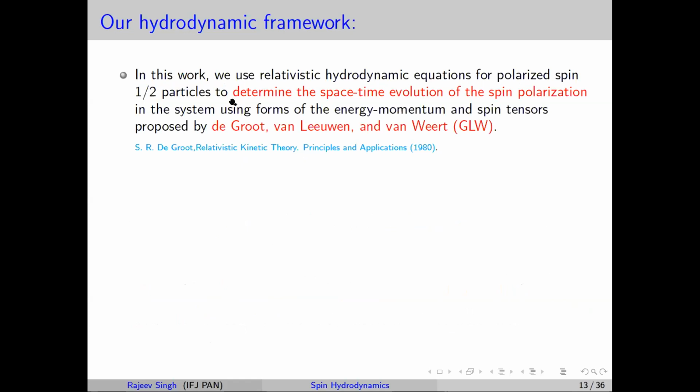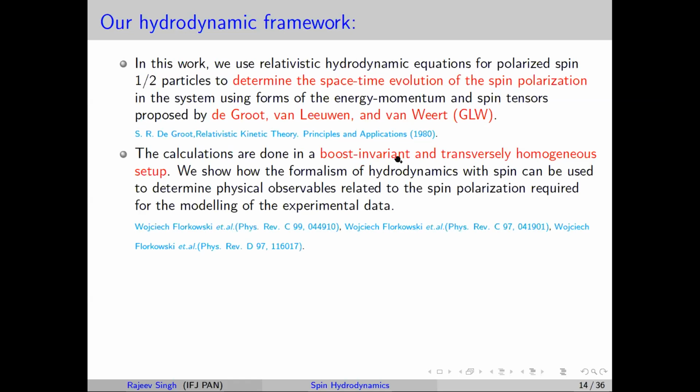So in this work we use the relativistic hydrodynamic equations to determine the space-time evolution of the spin polarization, based on this GLW form of energy momentum and spin tensors, which is given in this book. And why we are using this form of energy momentum and spin tensor is because from the hydrodynamical point of view, we need to have the symmetric energy momentum tensor so that the spin tensor will be conserved. I will show you later how, but we need to have the symmetric energy momentum tensor. And the GLW form of energy momentum tensor is symmetric because they use some type of pseudo gauge. Then we are doing this calculation for the Bjorken geometry and the transversely homogeneous setup. And we saw how this formalism can be used to determine the physical observables related to the spin polarization.